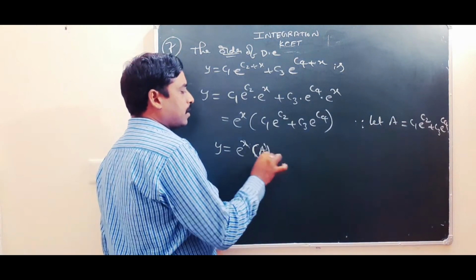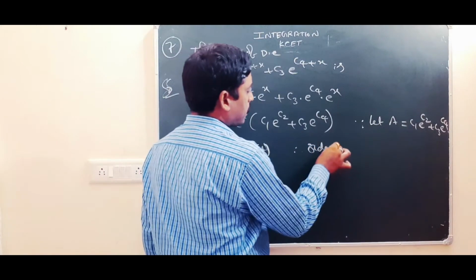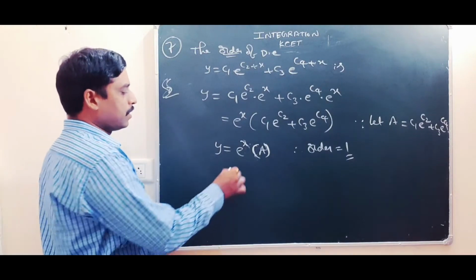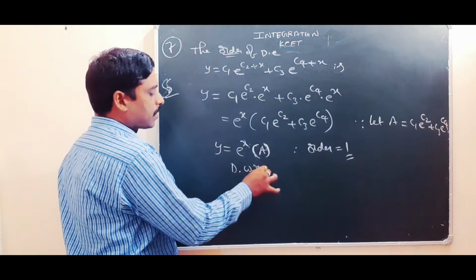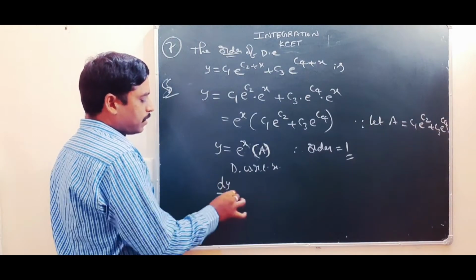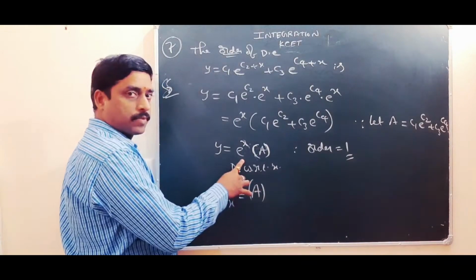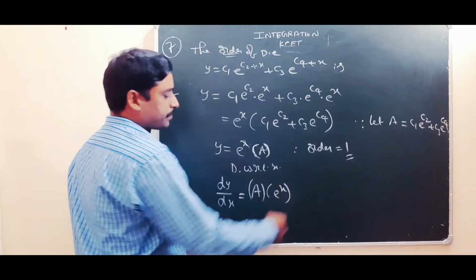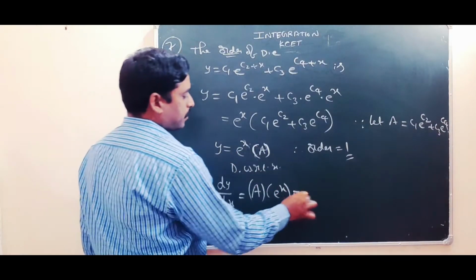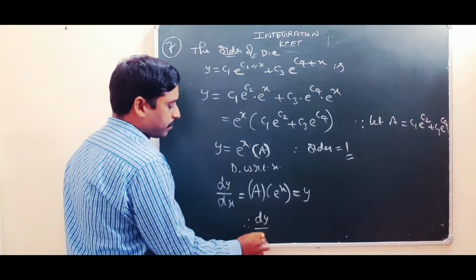So how many arbitrary constants are there? One arbitrary constant is there. So order is equal to 1. This is the direct method. Now explain according to the process: differentiation with respect to x on both sides. Differentiation of y gives dy by dx. A is constant, and differentiation of e to the power x is e to the power x. A into e to the power x is y. So dy by dx is equal to y. This is the differential equation.